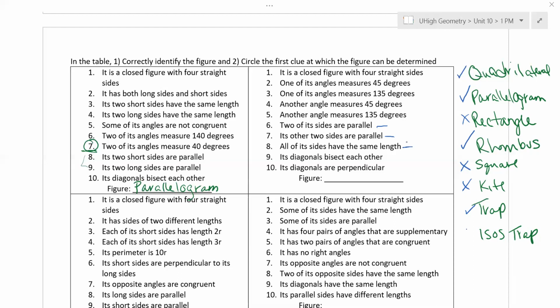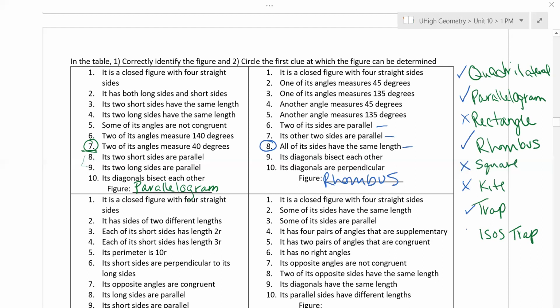And then just double checking, making sure that we are right in our answer. Number 9 says its diagonals bisect each other, and number 10 says its diagonals are perpendicular. Those are both properties of a rhombus. So we could say for sure this shape is a rhombus. And we knew that at step 8 when we had two sides are parallel, two other sides are parallel, and all of the sides have the same length.